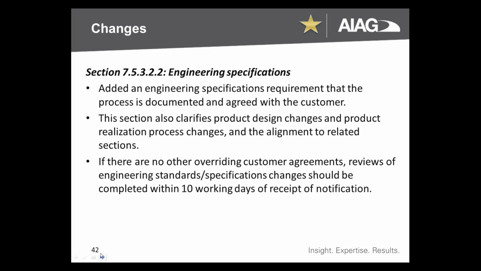Requirement in 7.5.3.2.2 for engineering specifications. You're going to see some of the same things you saw in TS 16949, with a review of changes being done within 10 working days of receipt of notification. But there's also a requirement for a documented process here. The section also clarifies product design changes and product realization process changes and the alignment to related sections.